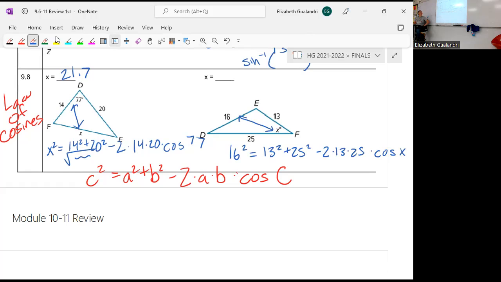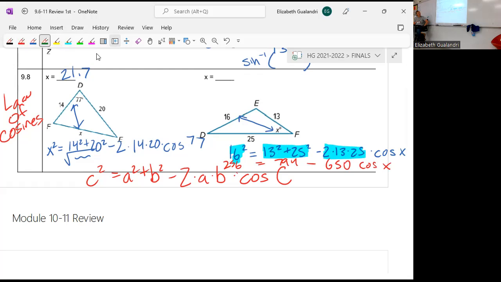Okay, when we solved the piece, we did it in kind of 3 parts at the beginning. You solved 16 squared, you solved 13 squared plus 25 squared, and then you solve 2 times 13 times 25. So that's the first thing that you want to do, is solve each one of those separately. I'm going to write these pieces out. So this is 256 equal to, and then we had 794 minus 650 cosine of x. Okay, so that's the first thing that you do.